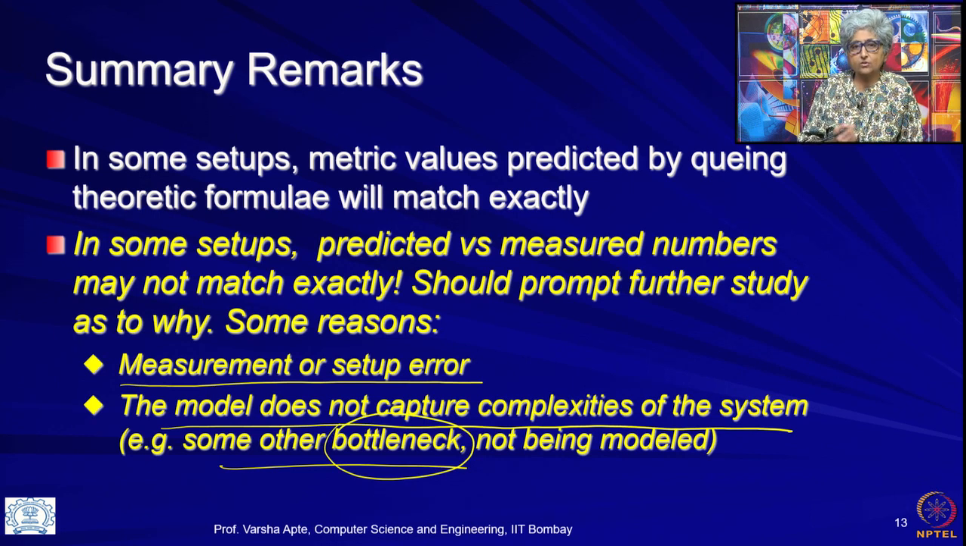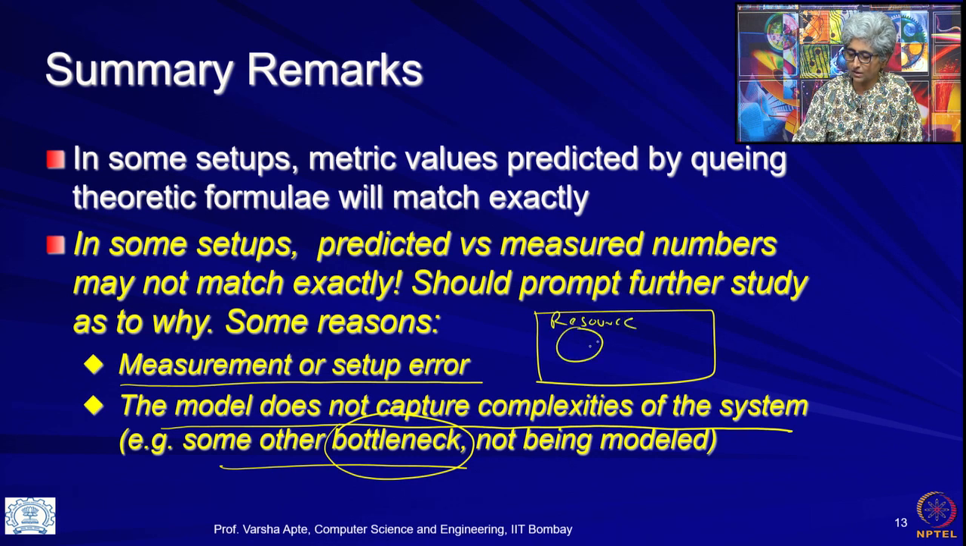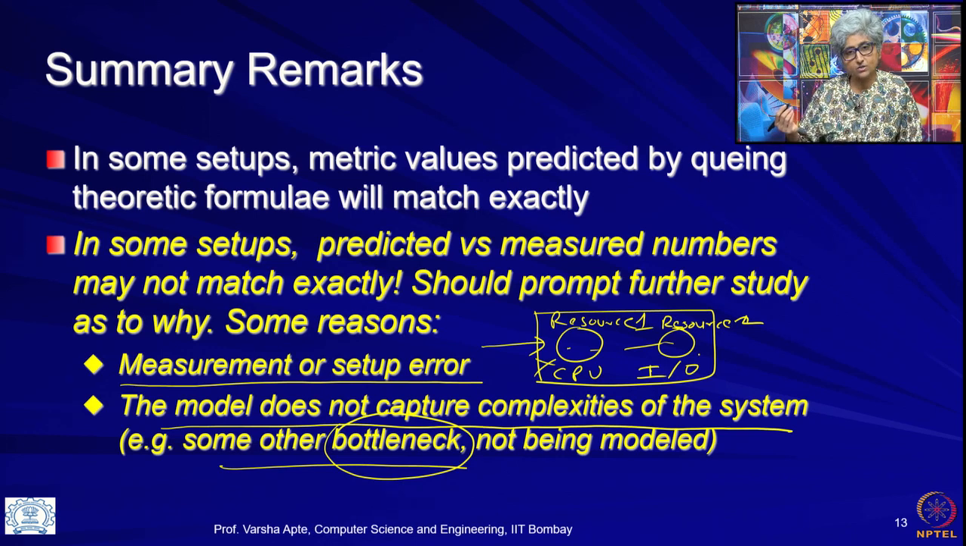Bottleneck is a word used in systems when there are multiple resources. There is one resource that could be the CPU, there is another resource that could be the IO. And a request that comes into the system may be using this resource and may be using that resource. We have so far looked at a request from the point of view of only one resource, but requests may need multiple resources, and maybe the throughput is being limited not by CPU but by IO. So there could be something else going on here that we need to understand about the system and model a little better.